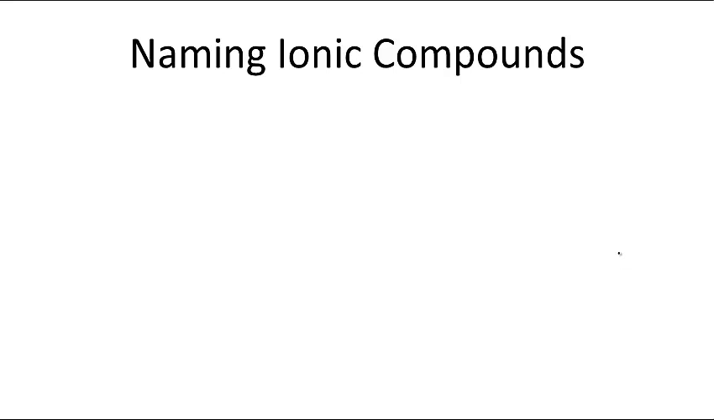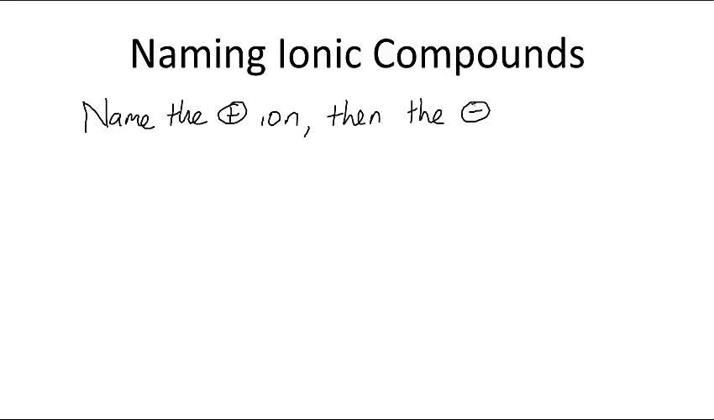And then naming ionic compounds, we're really not going to talk very much about. This isn't a big part of this course. It may have been a big part of your first chemistry course. But essentially, you name the positive ion, then name the negative ion. So it'll end in -ide.